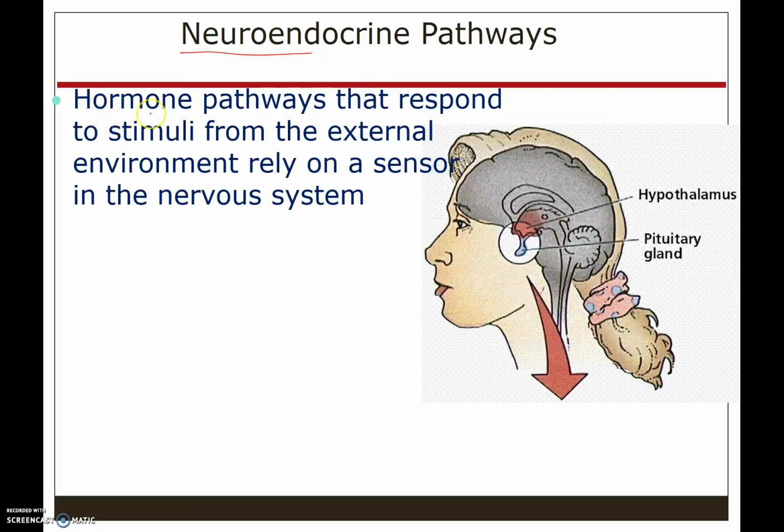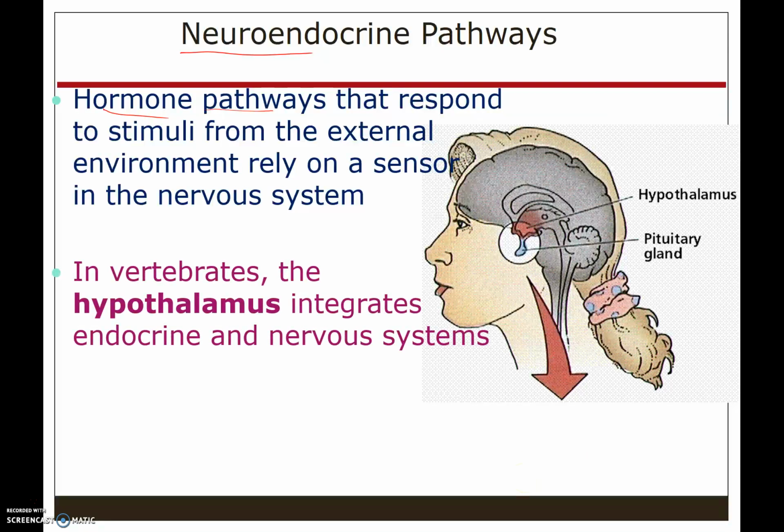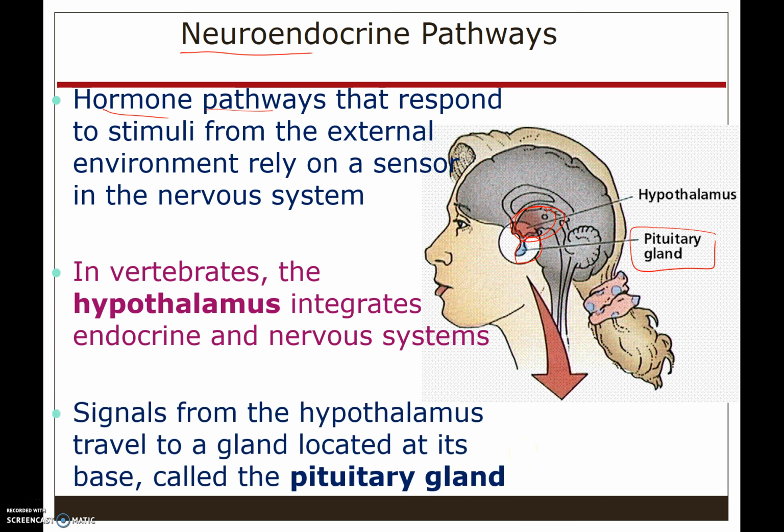So here we are still talking about hormone pathways that respond to stimuli from the external environment that rely on a sensor in the nervous system. But we could also have an internal environment. But anyway, here in vertebrates, the hypothalamus is the part of the brain that's going to connect the endocrine and nervous systems. You can see the hypothalamus, and right below it you have your pituitary gland. Now the pituitary gland is like the master gland in us. So signals from the hypothalamus travel to the pituitary, and that's what we're going to study in this video.